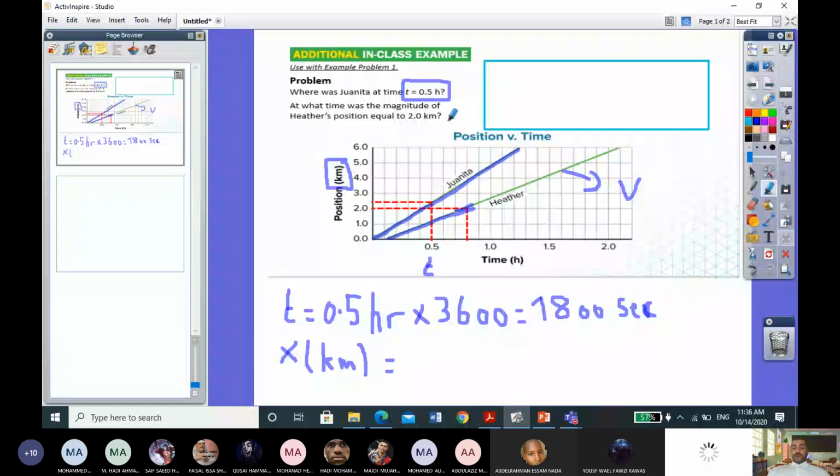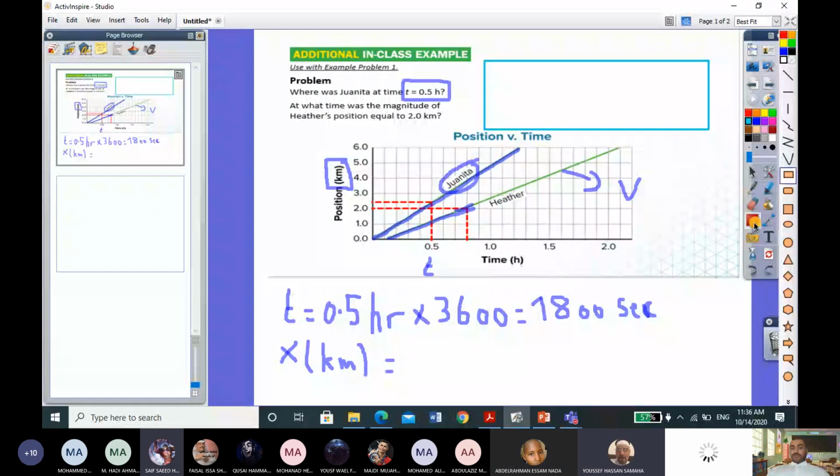Who can tell me what is the value of x when the time t equals 0.5? What is the value, Janita? 2 kilometers? Okay, what is the position, Janita? Let me see here. No, 2.5. Okay, 2.5, or less than 5. Let me get what?